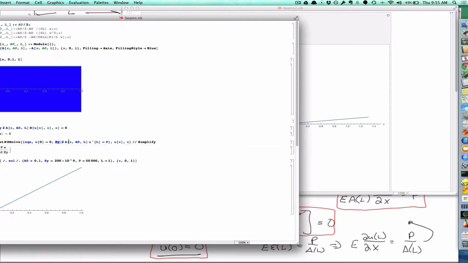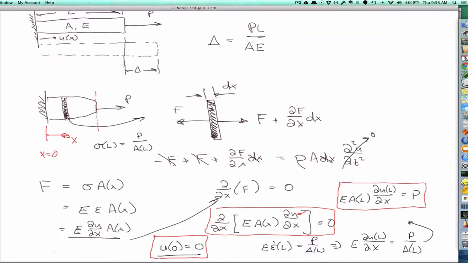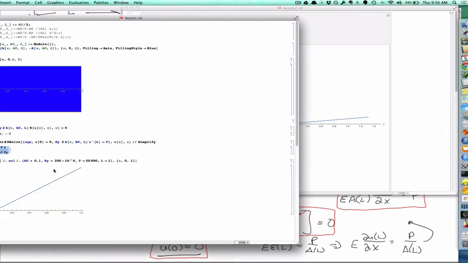Nevertheless, here's the boundary condition, just so I've written it, and I want to solve it for u of x with the independent variable x. And when I do, I get this solution. And of course, at x equal to L, I get PL over AE. I get this thing. And I do have the whole solution as a function of x, so then I can plot it. So there's the displacement all along x.